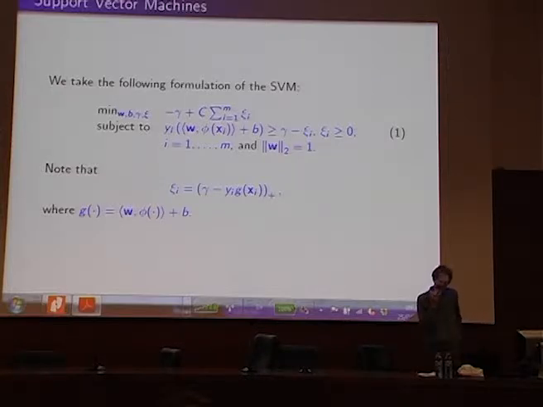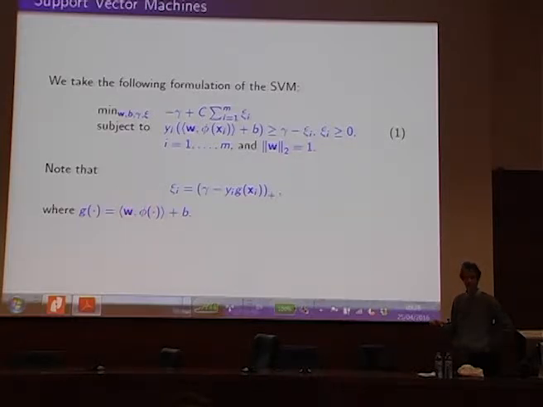So let's just step back. Remember, we've got this kernel-defined feature space, and we're trying to learn now a classifier. So support vector machines are classifiers. And the first thing to say is support vector machines are incredibly simple. All they are is a linear function in that kernel-defined feature space.